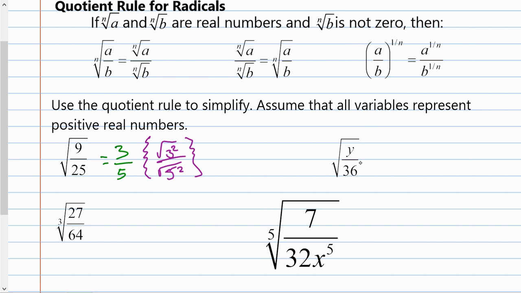But for something like this, I would like to see you break it into the square root of y over the square root of 36, perhaps? Because what's the square root of y? We don't know, so we're going to call it the square root of y. And then you can take the square root of 36 and get a 6. And just have that be your final answer.